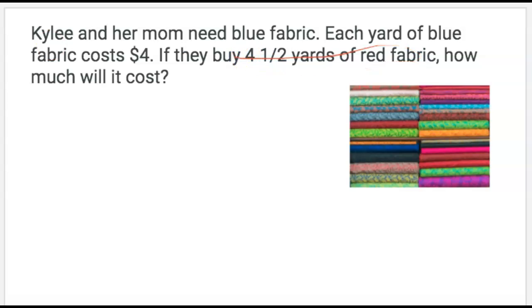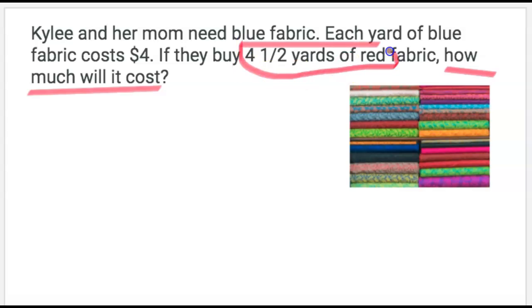Let's go ahead and take this problem apart just like we did the other ones. So we want to know how much will it cost. We have 4.5 yards of red fabric. What do we know about the fabric? We know that the fabric costs $4.